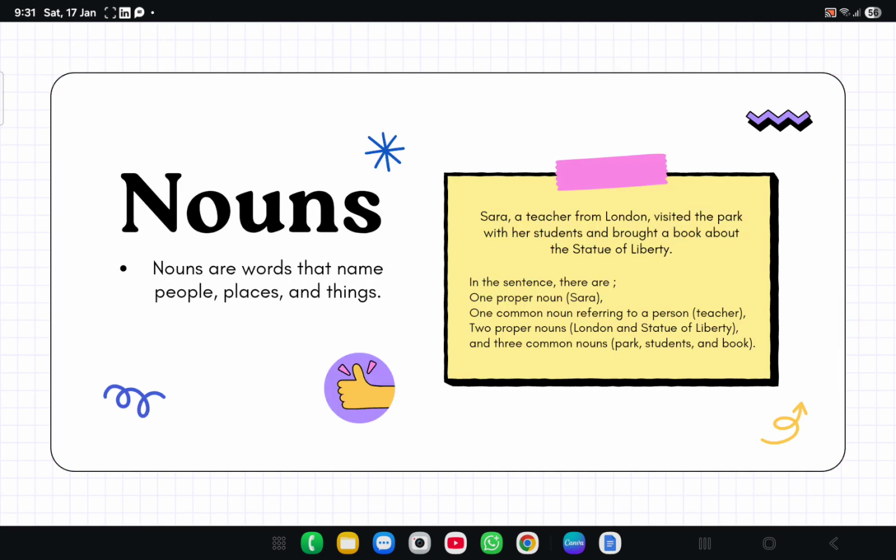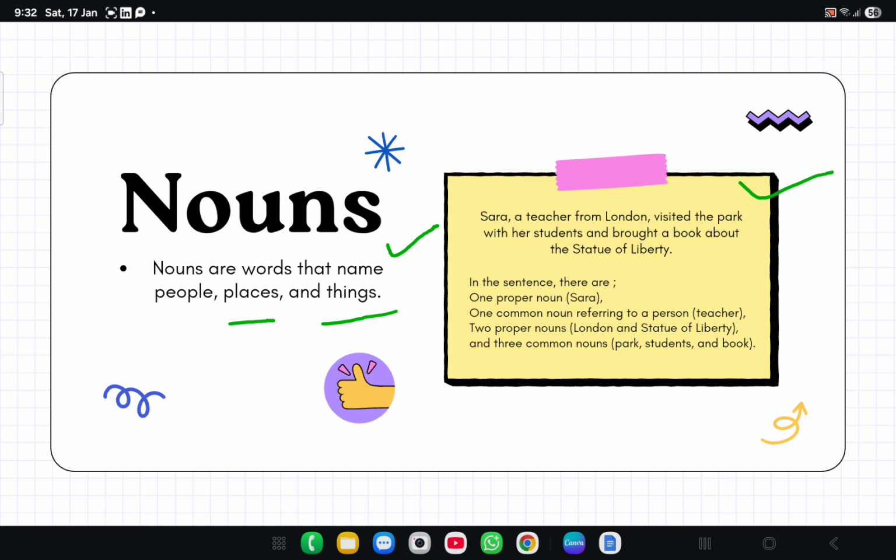Nouns are words that name people, places or things. Let's look at examples of how we can use nouns in sentences. Sarah, a teacher from London, visited the park with her students and brought a book about the Statue of Liberty.